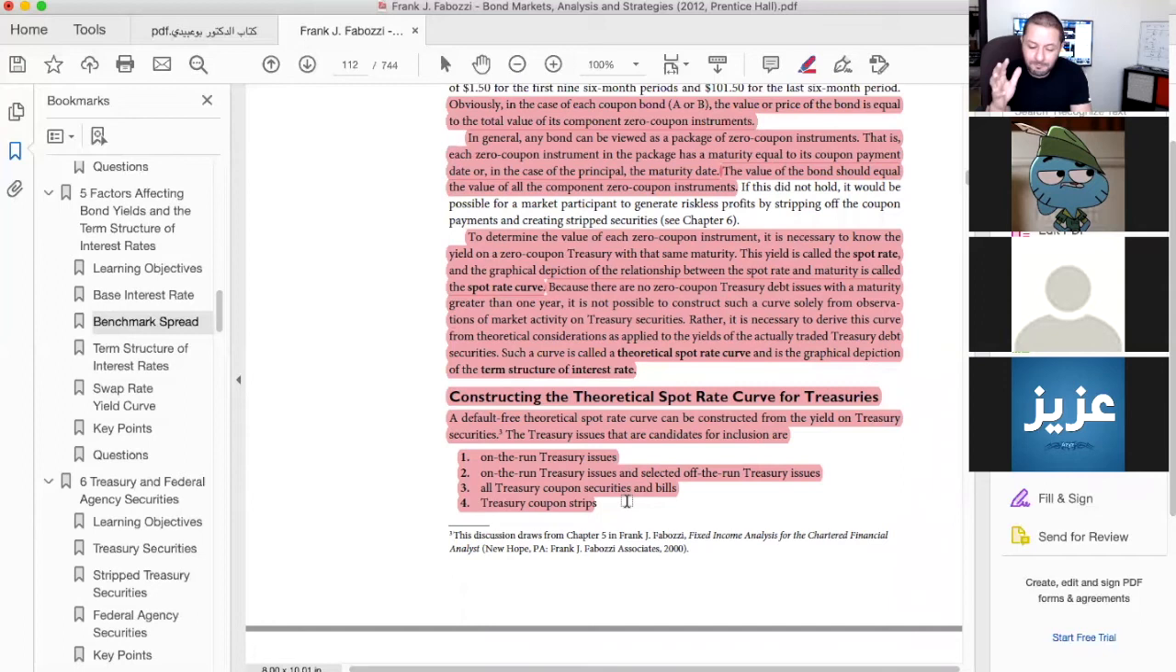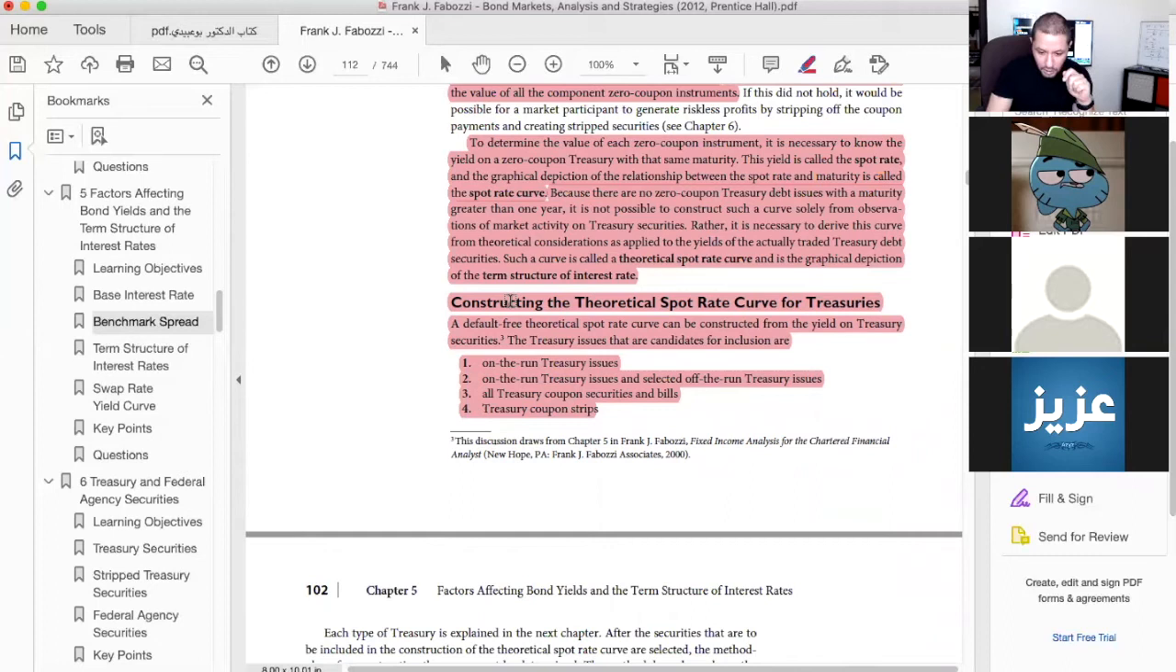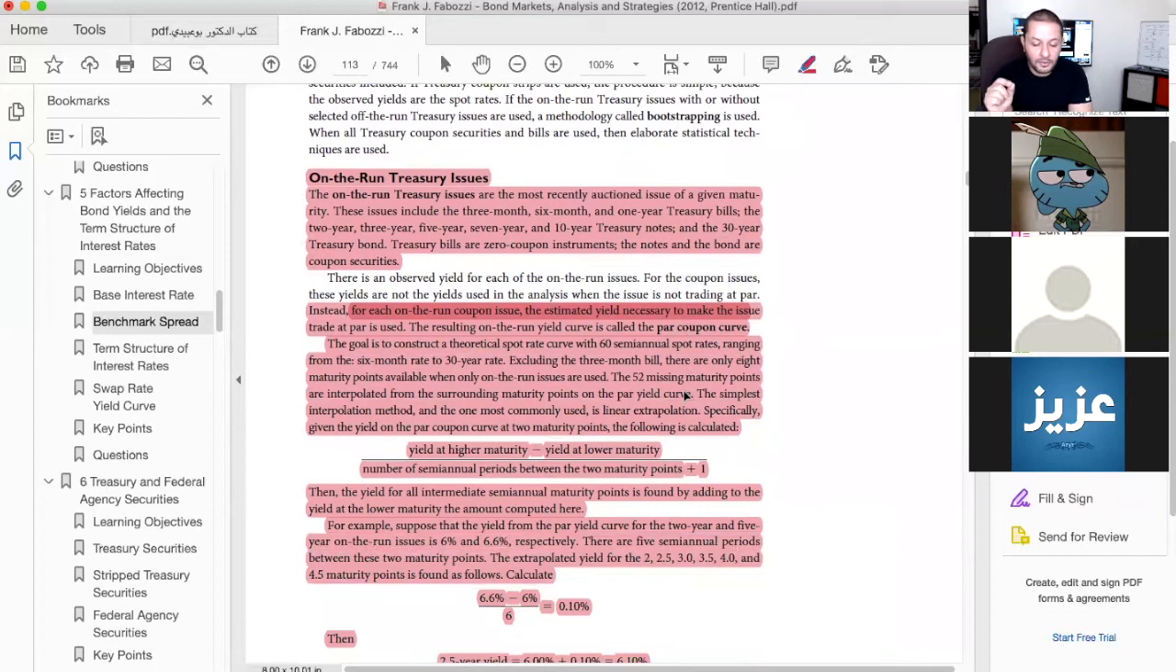So let's find how we can apply these theoretical concepts on the ground. Let's see how to construct the theoretical spot rate curve for treasuries. We have different methods to do so. We have the on the run treasury issues and selected off the run issues, we have all treasury coupon securities and bills, and we have the treasury coupon strips. We'll just use the first one, which is the on the run treasury issues.